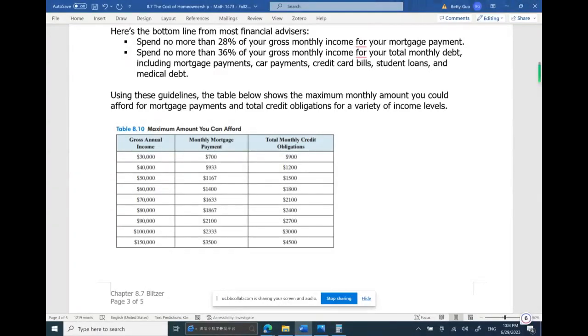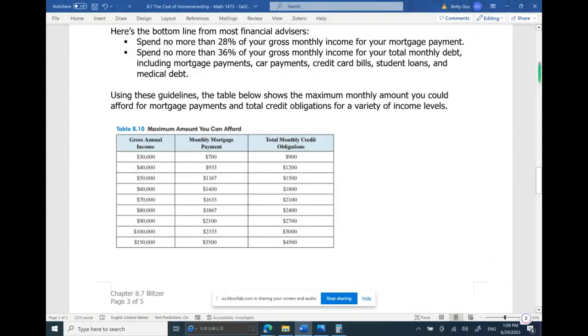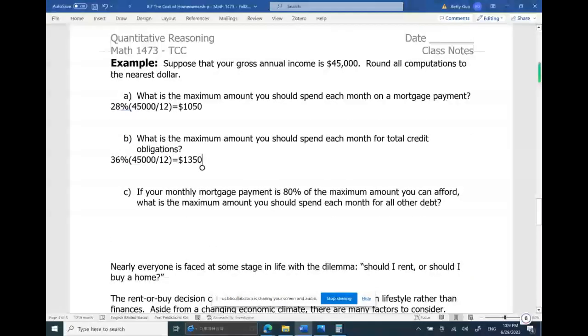So 36% minus 28%, that is 8%. 8% multiplied by the monthly gross income. So let's see, what is that? 45 grand divided by 12 and multiplied by 0.08. Yeah, it is correct. It's $300. You only have 300 for other types of debt based on the guideline.